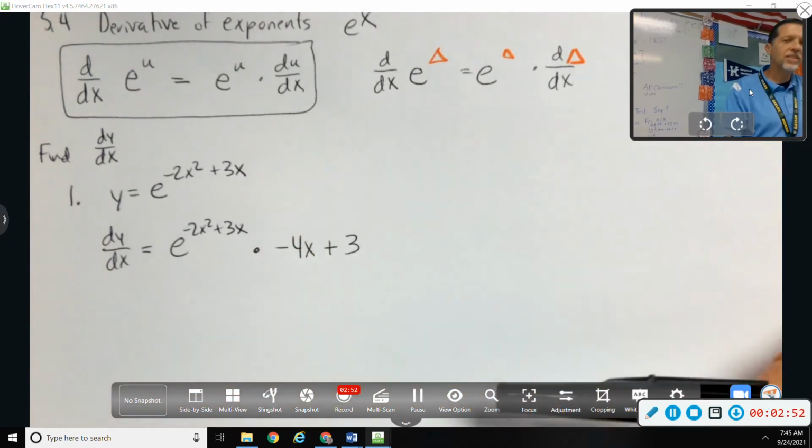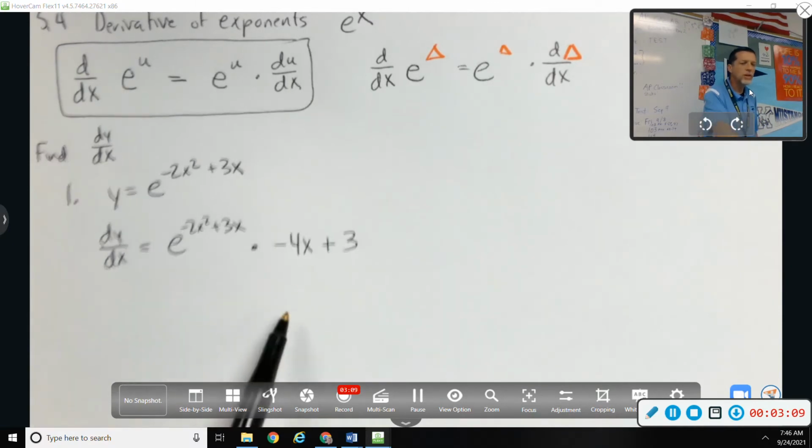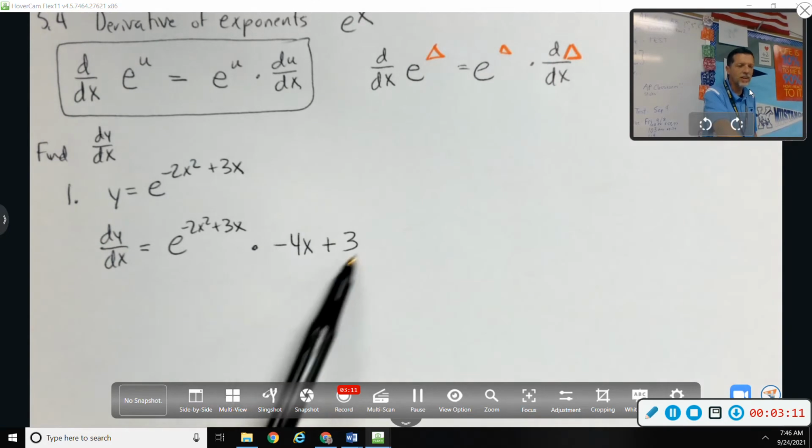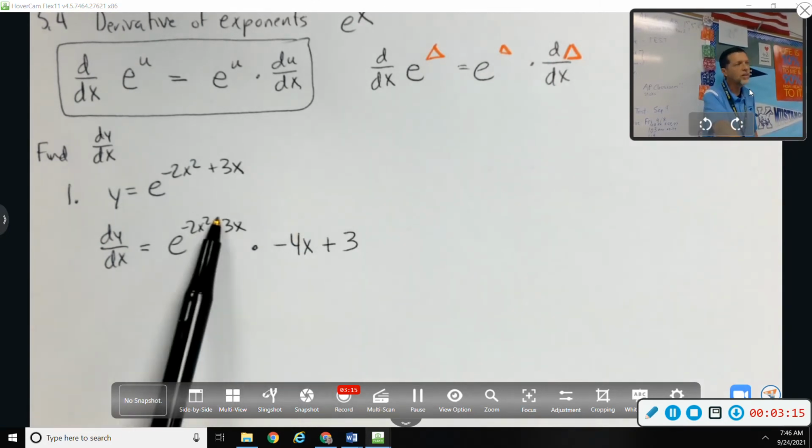Yes, very nice. That answer's not right, though. And it's not because Tierney was wrong. Tierney was right. I wrote it down intentionally not quite right. Do you know what's wrong with that answer? I don't need to put it over dx. This is d triangle dx. This is du dx. That is the derivative of the exponent.